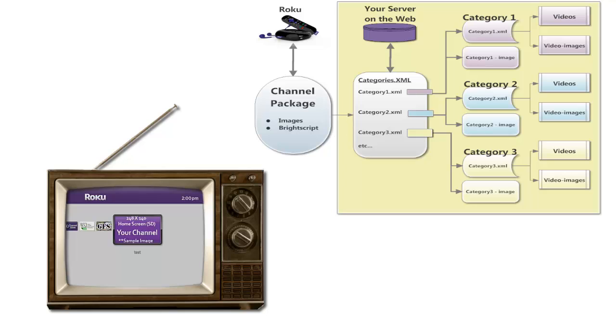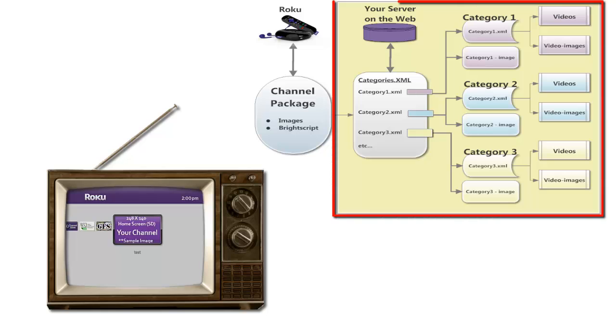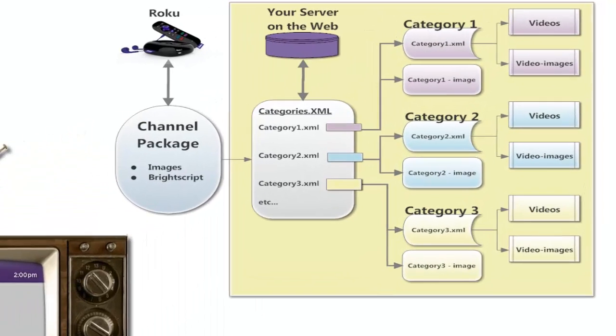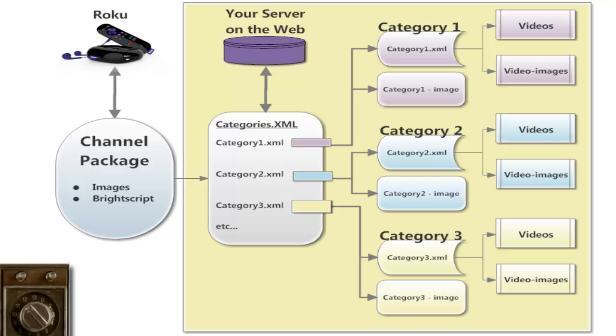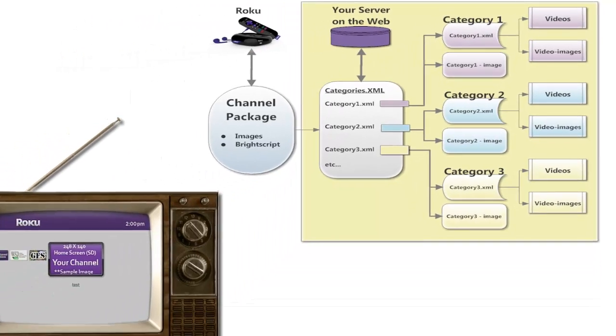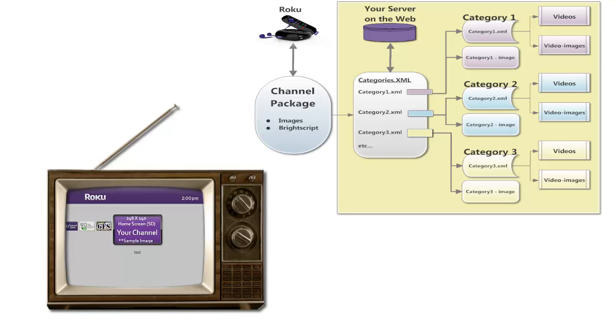Now there's another part of your channel which is not part of the channel package. This is the heart of your channel, which basically consists of the media content, like the videos and any video cover art that makes up your channel. This is the larger part of your channel, and it's stored on your own web-based server or an internet server that you have access to. And it's on the internet, so it can be accessed by any Roku player that has your channel package installed. So let's get a rundown of how all of this works together.